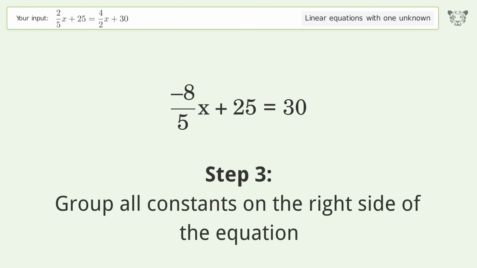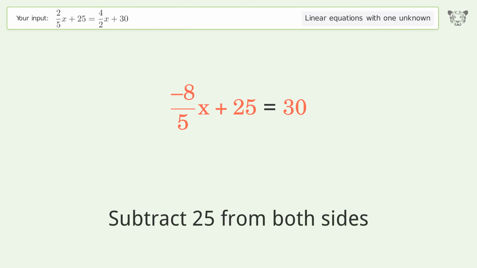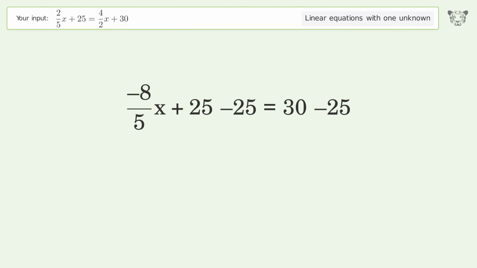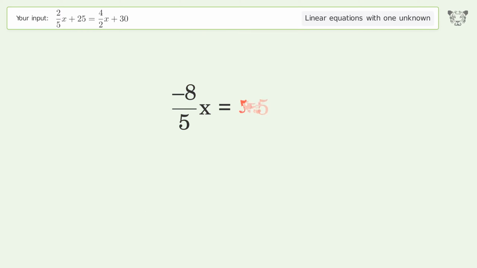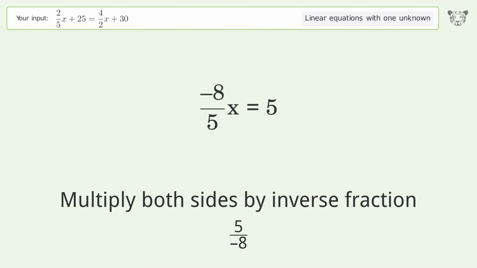Group all constants on the right side of the equation. Subtract 25 from both sides. Simplify the arithmetic. Isolate the x. Multiply both sides by inverse fraction 5/8.